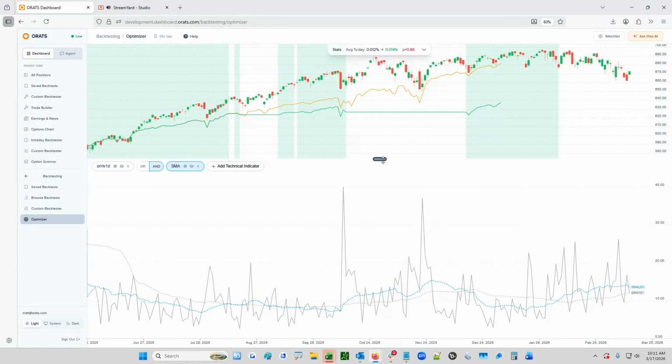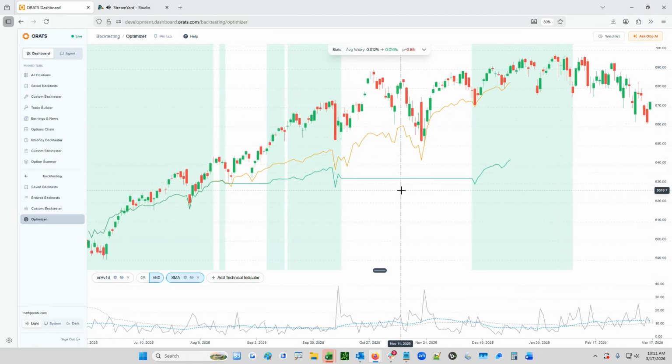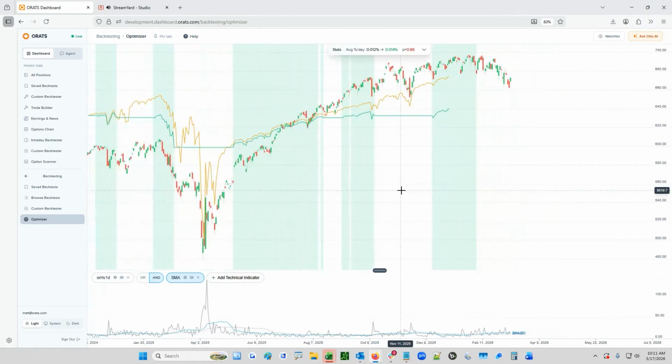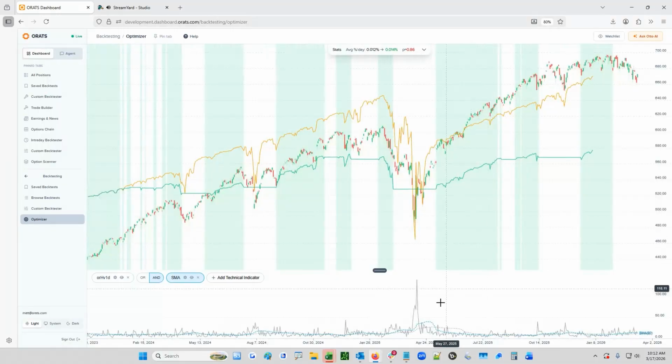Yeah. All right. So let's look, though, at whether we like this indicator. Let's zoom back out and look at some of the other times. So here's the tariff tantrum, or whatever we're calling this.